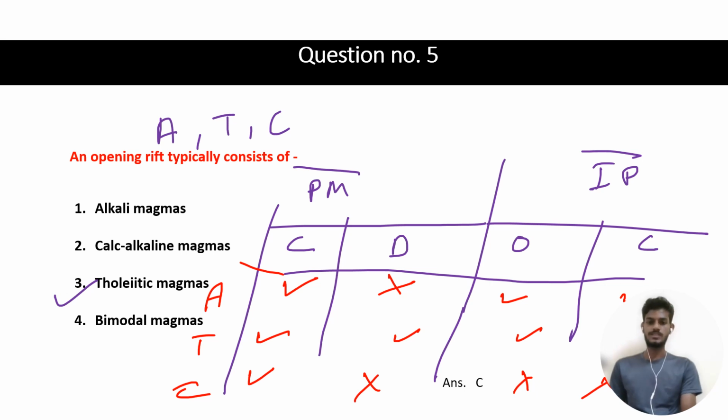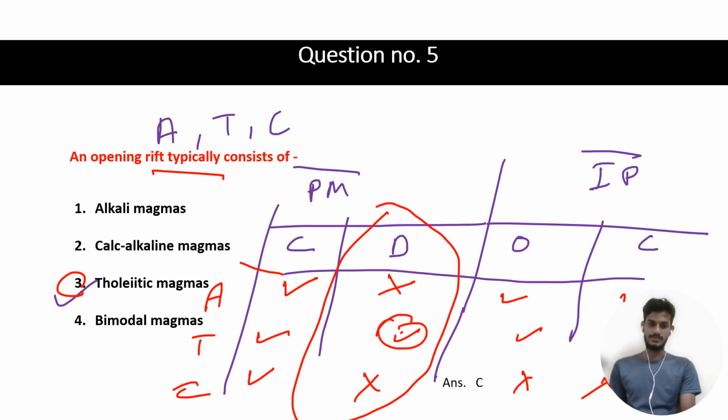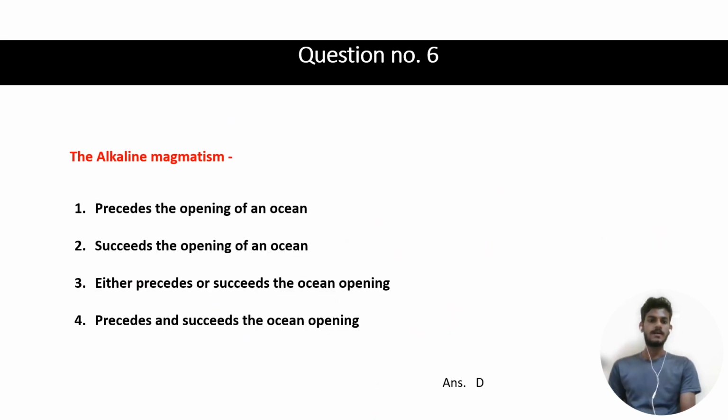Okay, so this table you can make in your notes, or just draw a diagram and you can remember it easily. It is not a difficult task. Okay, here the third option will be our right answer, that rift valley, that is divergent plate boundary, only tholeiitic magma occurs. Another question is the alkaline magmatism.